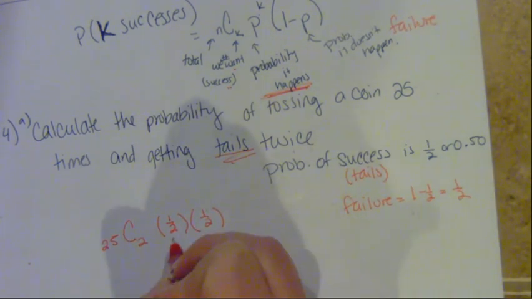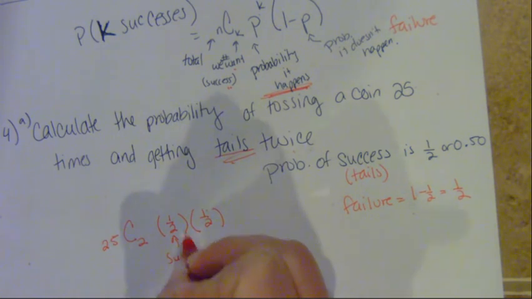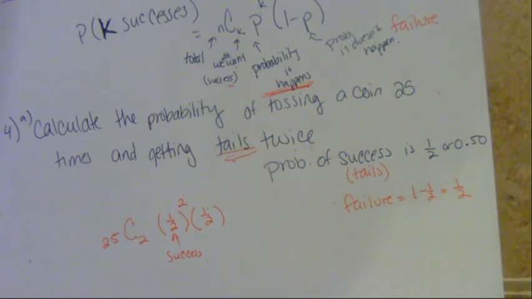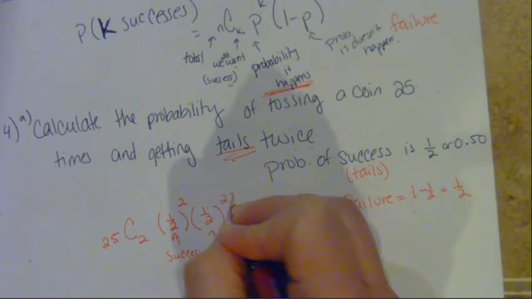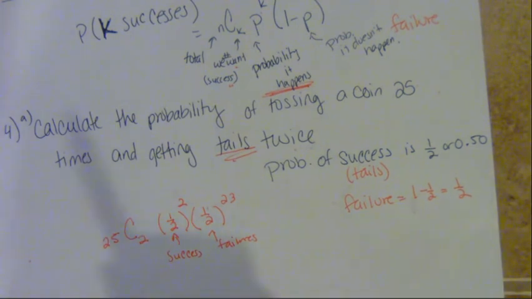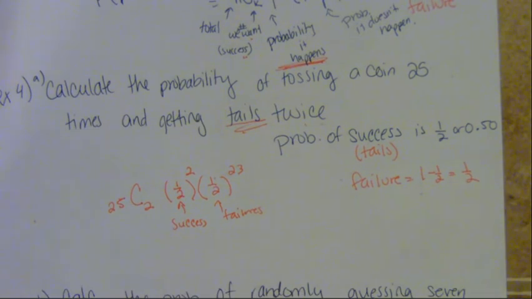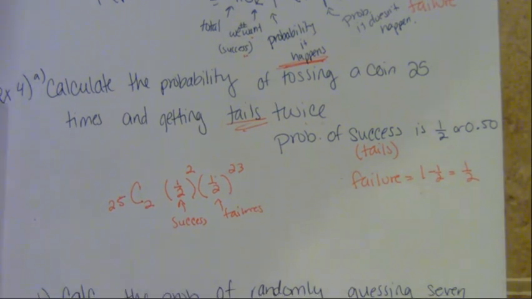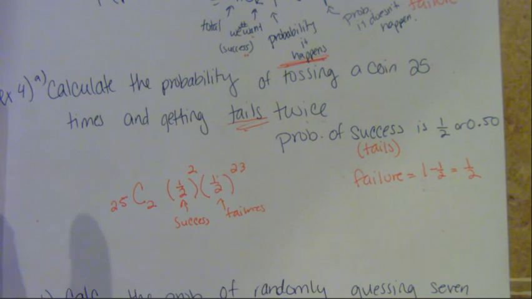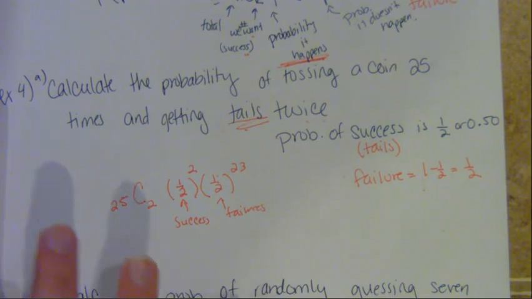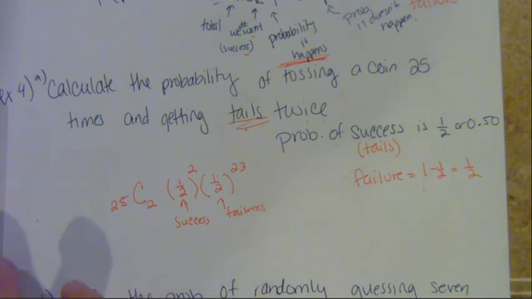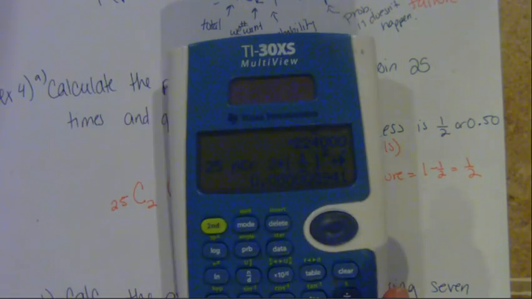So the number of successes that we want is 2. So if we have 2 successes, what does that mean about the number of failures we're going to have? Well, that's going to have to be 23, right? Remember, going back to the binomial theorem, that these have to add up to be that 25. So now we're going to type this into our calculator. We're going to get really tiny numbers because probability. So 25 choose 2, times 1/2 to the second power times 1/2 to the 23rd power. So I'm literally typing that straight into my calculator, all of it together.